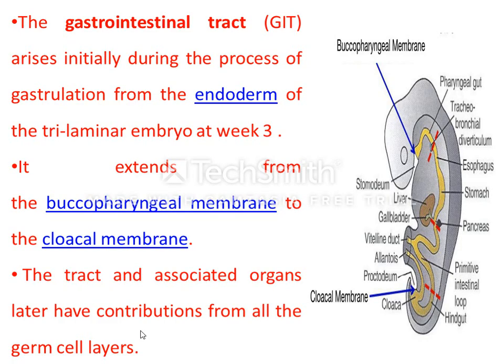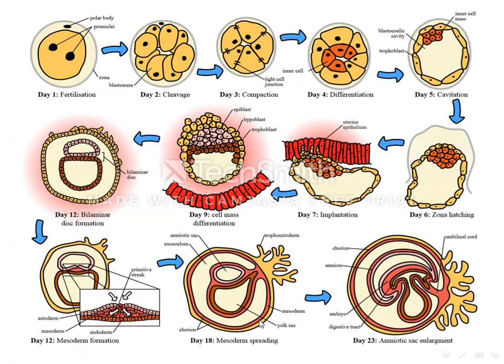Introduction. The gastrointestinal tract arises initially during the process of gastrulation from the endoderm of the trilaminar embryo at week 3. It extends from the buccopharyngeal membrane to the cloacal membrane. So the GIT arises from the endoderm at week 3. The tract and associated organs later have contribution from all of the germ cell layers.